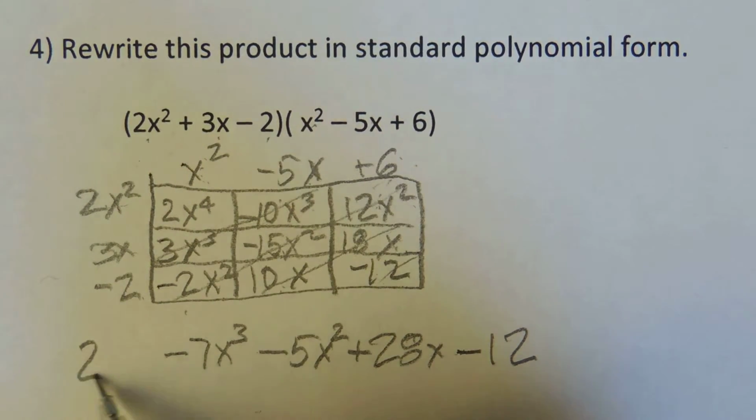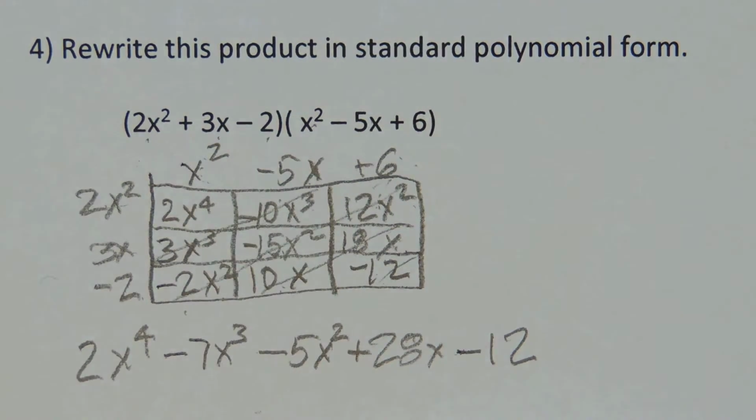And then I have 2x to the 4th. And that's in standard form because I've combined all my like terms. And the problem is finished.